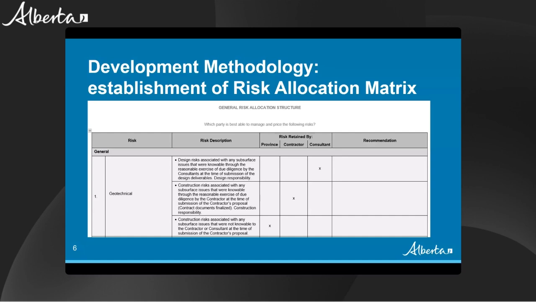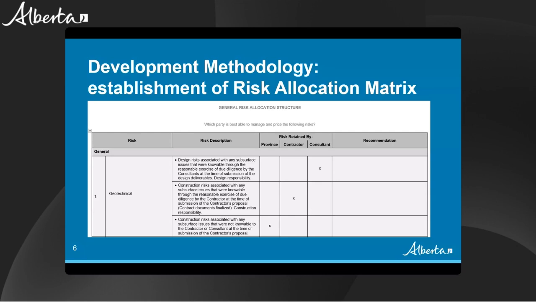We started with an absolutely giant spreadsheet. It got a little bit bigger. At one point, we had over 100 categories of risk. Over time, those were refined. They were grouped together as best as they could be to make more sense. And then we were able to work at allocating those risks.